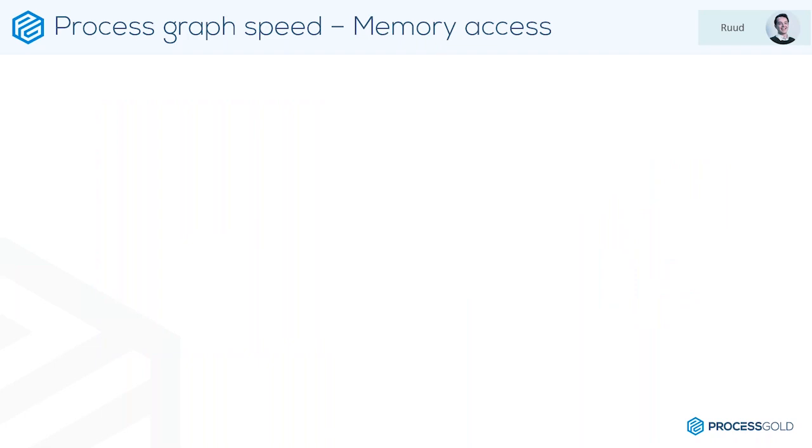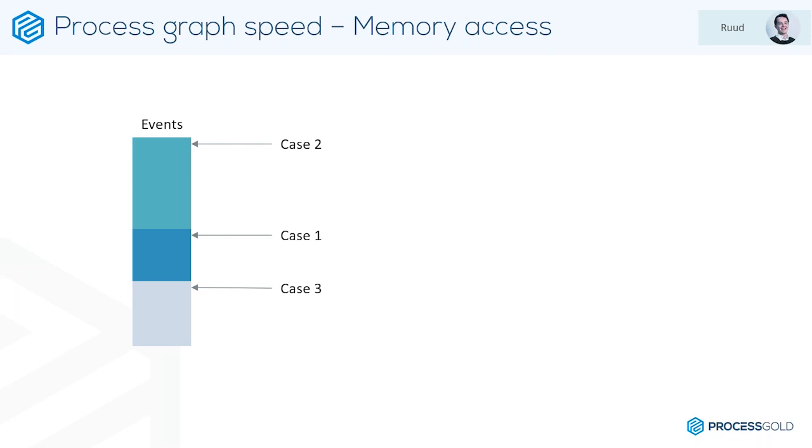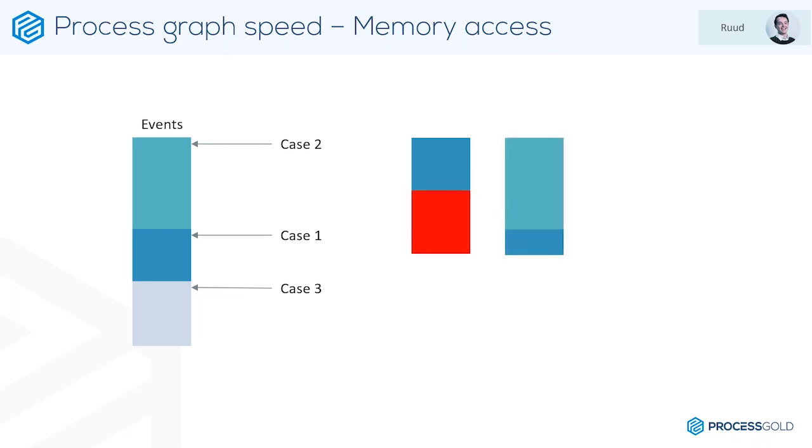Secondly, there's memory access, and this is a bit more technical, but it can really give you a lot of performance improvements. If you have events and you have 3 different cases, these might be in a certain order. If we first look at the first case, you'll actually get a bit of the third case with it, which is not needed yet. So we throw that away.